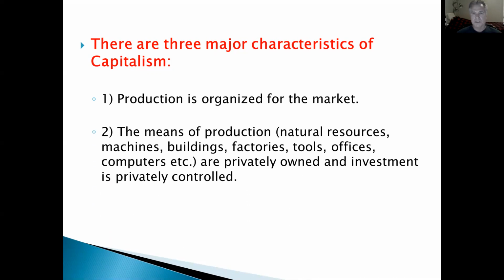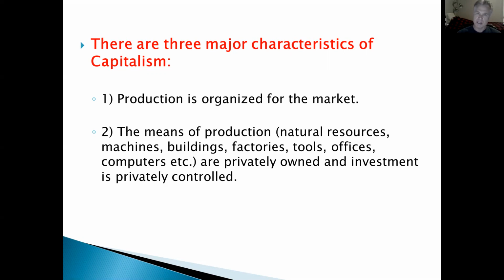The second characteristic they state is that the means of production are privately owned and investment is privately controlled. The means of production is, I think, a little bit of a confusing term. I mean, what the heck does that mean? The term is used a lot by some economists, but basically the means of production is the factories, the natural resources, machines, buildings, all that stuff that's out there.